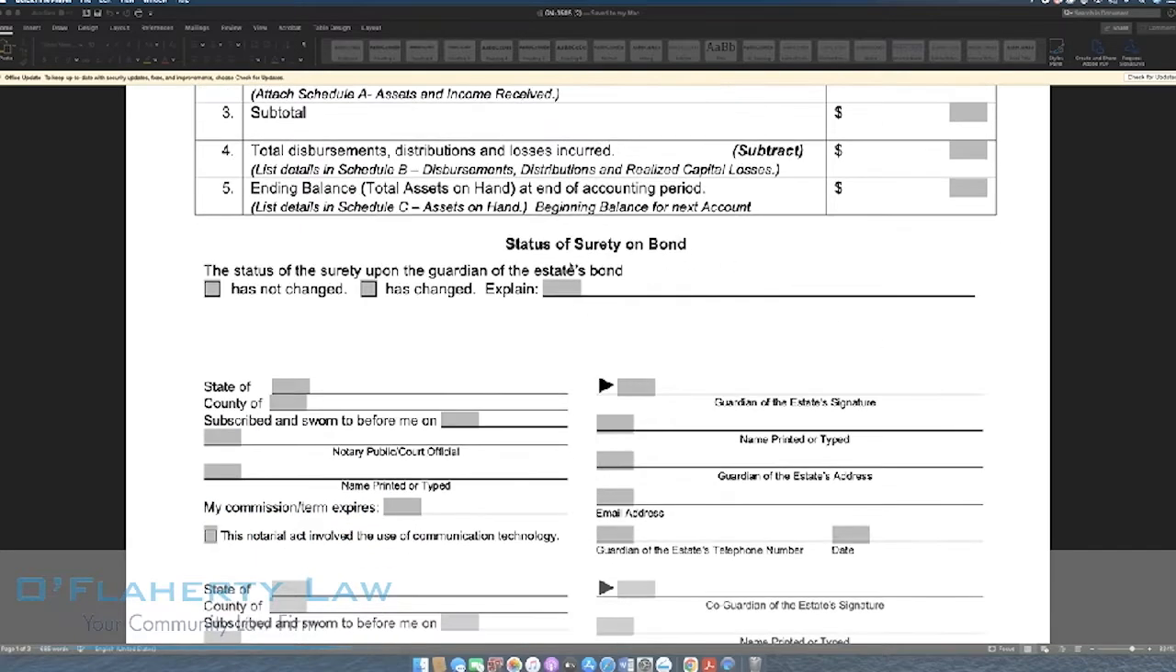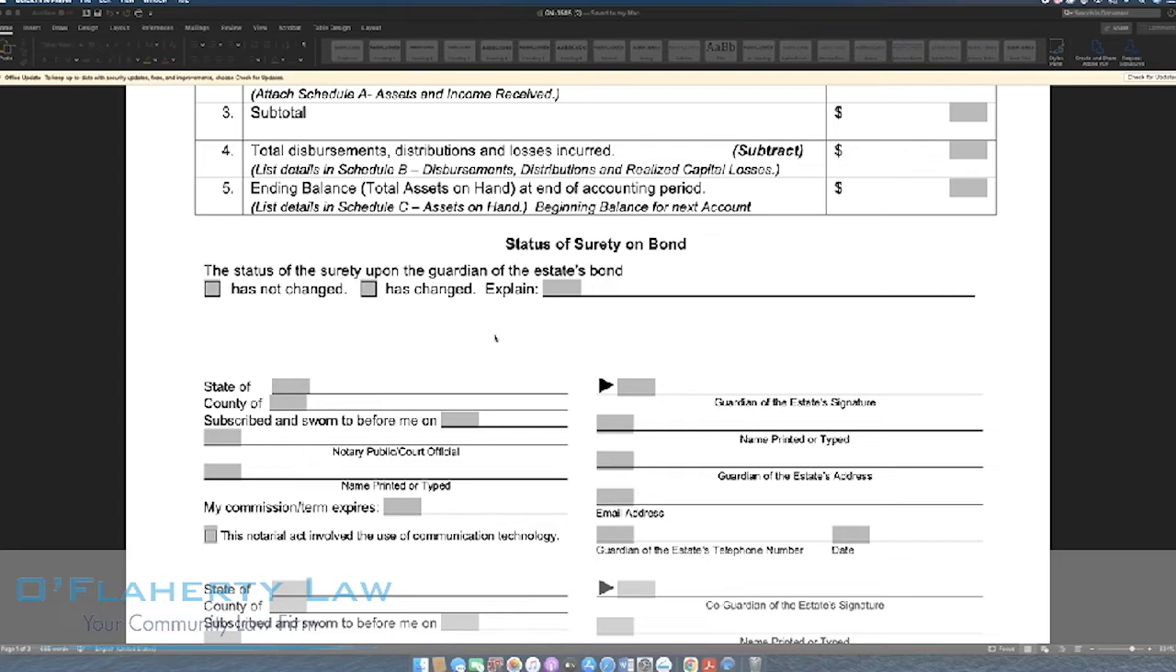Next, it will ask you about the status of surety on bond. So the status of surety upon the guardian of the estate's bond has either changed or not changed. And if it has changed, they want you to explain why it has changed. Now, typically, if there's been a change, it's going to take more than this one little line to explain it. So what you would do is don't alter the form. Just put C attached, and then on a separate sheet of paper, title it Explanation RE Status of Surety upon the Guardian of the Estate's Bond, and then write down what is going on.